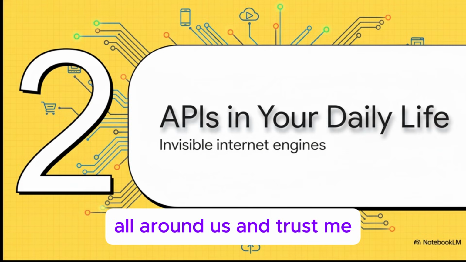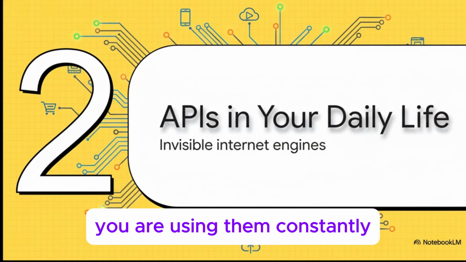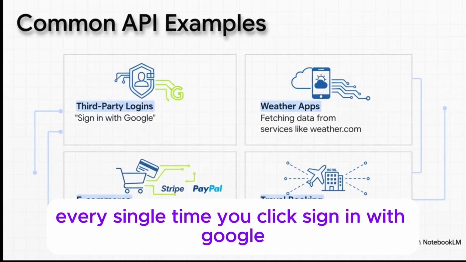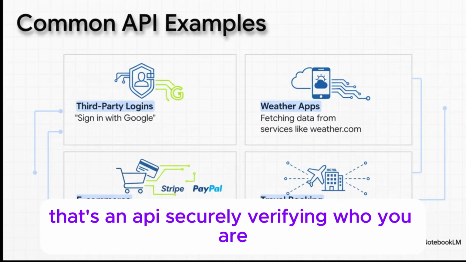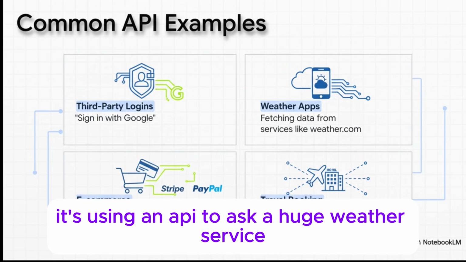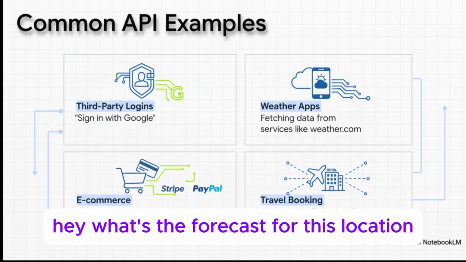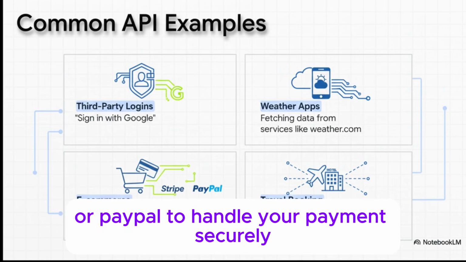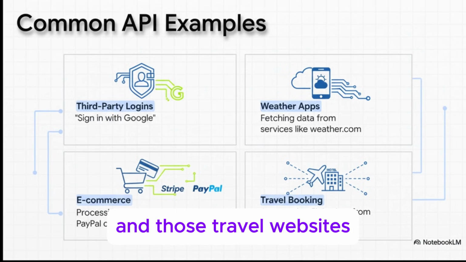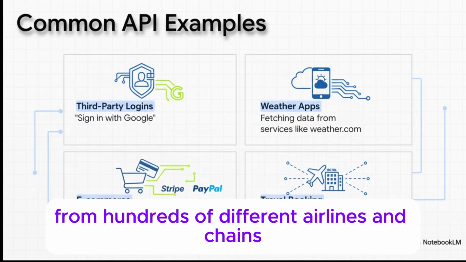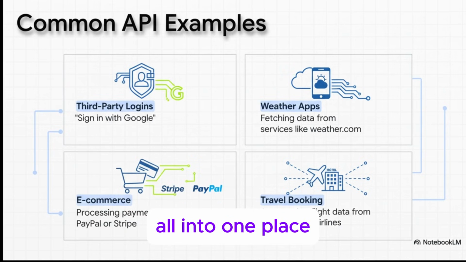So, now that we've got the concept down, let's look at where these digital waiters are working all around us. And trust me, you are using them constantly, probably without even thinking about it. Every single time you click Sign In with Google, that's an API securely verifying who you are without ever giving away your password. When you open a weather app, it's using an API to ask a huge weather service, hey, what's the forecast for this location? Shopping online? That site is using an API from Stripe or PayPal to handle your payments securely. And those travel websites? They're an API powerhouse, pulling in flight and hotel info from hundreds of different airlines and chains all into one place.